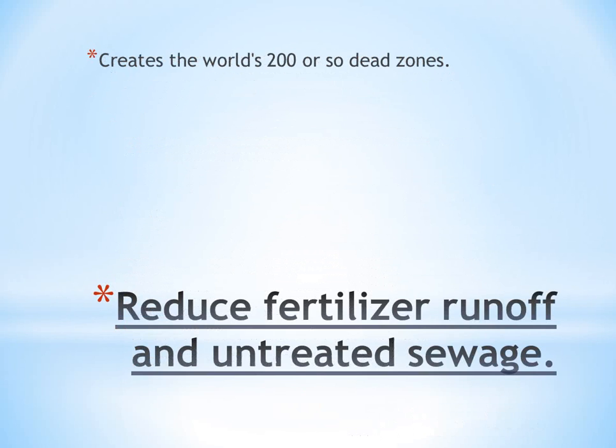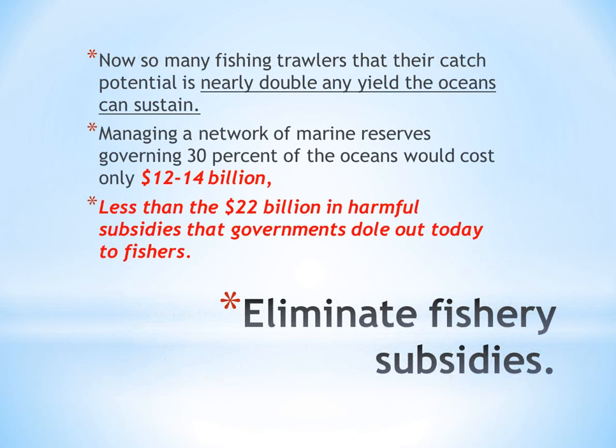Reduce fertilizer runoff and untreated sewage. Creates the world's 200 or so dead zones. Eliminate fishery subsidies. Now so many fishing trawlers that their catch potential is nearly double any yield the oceans can sustain. Managing a network of marine reserves governing 30% of the oceans will cost only $12-14 billion, less than the $22 billion in harmful subsidies that governments dole out today to fishers.